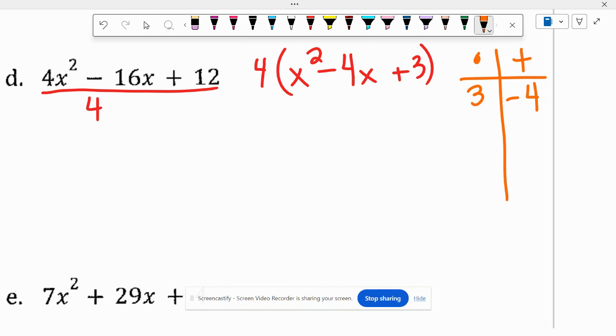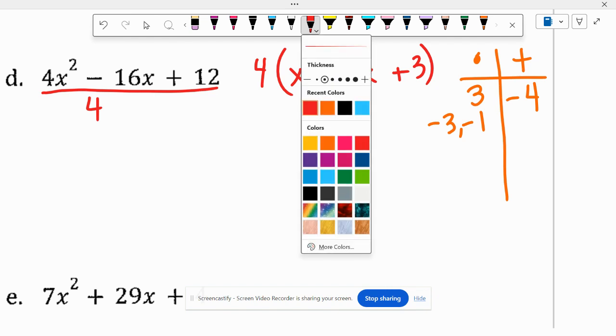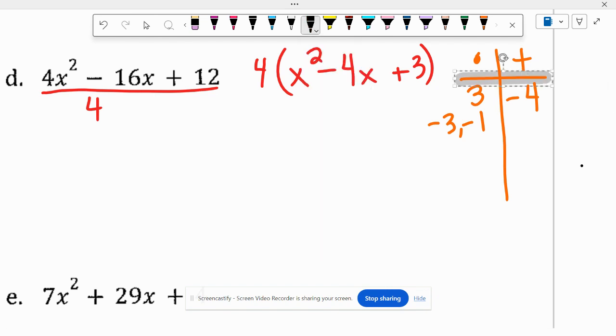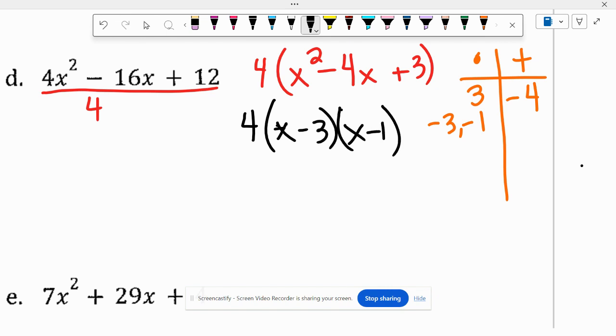If I have a positive product and a negative sum, that means both my terms have to be what, Zach? Negative. Negative 3 times negative 1 is positive 3. Negative 3 plus negative 1 is negative 4. So do you guys see that your leading coefficient is now 1? So that just means you put the 4 out front, and the two factors that you choose are what you use. X minus 3 times x minus 1. Just don't forget about that 4 you pulled out at the beginning, okay? It's still part of the problem.